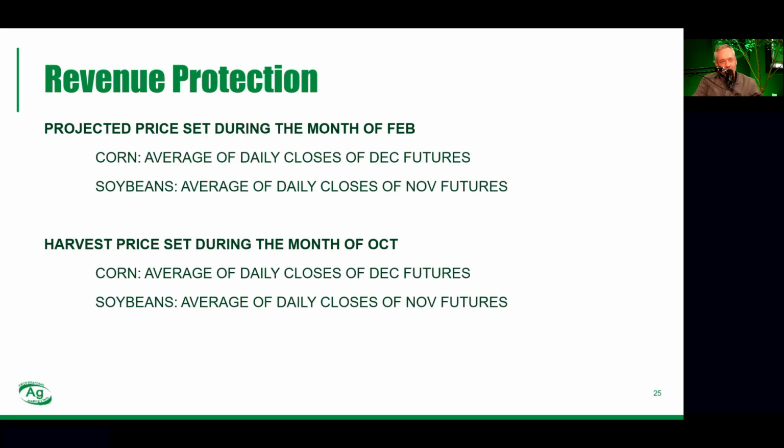All right, so I've talked a little bit about it, but just to be clear here, the projected price or the spring price, I'm going to use those two words interchangeably, they are set during the month of February.